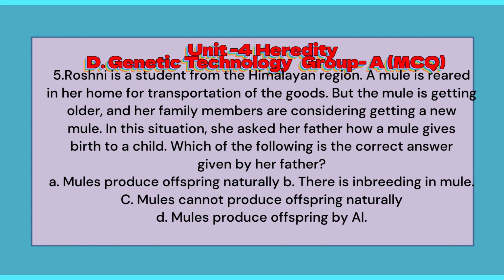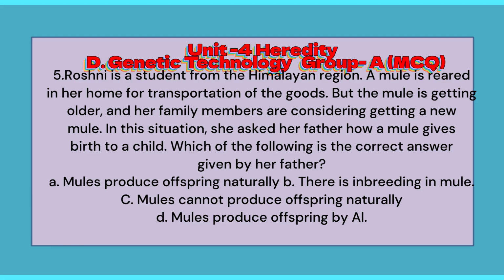5. Roshni is a student from the Himalayan region. A mule is reared in her home for transportation of the goods. But the mule is getting older, and her family members are considering getting a new mule. In this situation, she asked her father how a mule gives birth to a child. Which of the following is the correct answer given by her father?